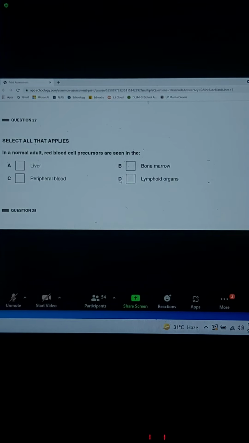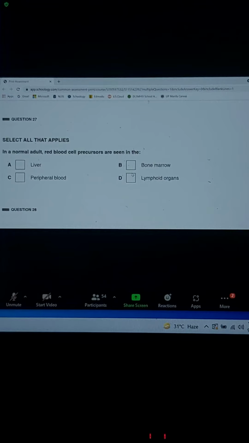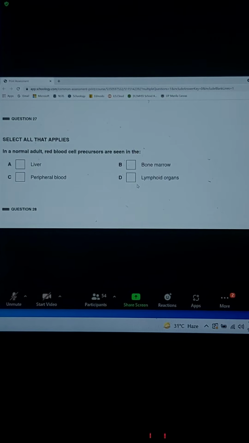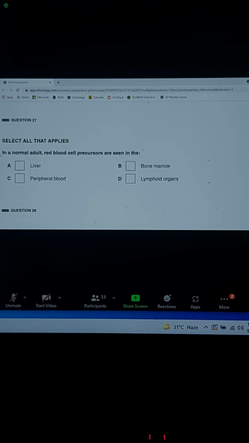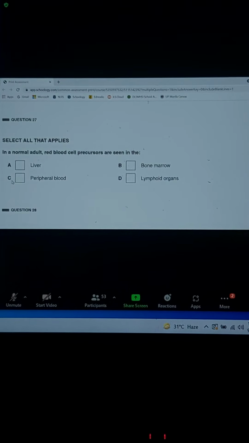Meron po, sir. Kasi ang bone marrow natin is also considered the lymphoid organ, di ba? So nagmamature din kasi dyan ang ating mga B cells. So either B or B and D sa tamang sagot. But definitely, you won't see them in A and C. Kasi the appearance of blood cell precursors in liver and peripheral blood, so they indicate the disease process.